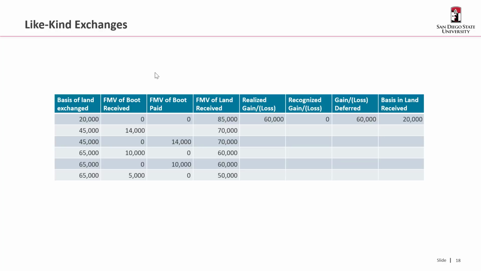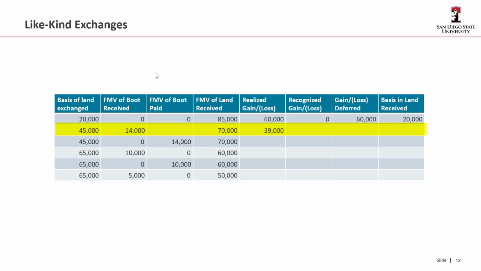All right, let's go to the second line, where the basis of the land being exchanged is 45. You're now going to receive boot of 14,000, and you're also going to receive land. So these are all like-kind exchanges worth 70,000. So let's think about what is your realized gain or loss. That's your amount realized, the 70 plus the 14. That's 84. Your adjusted basis is 45. That yields a realized gain of 39,000.